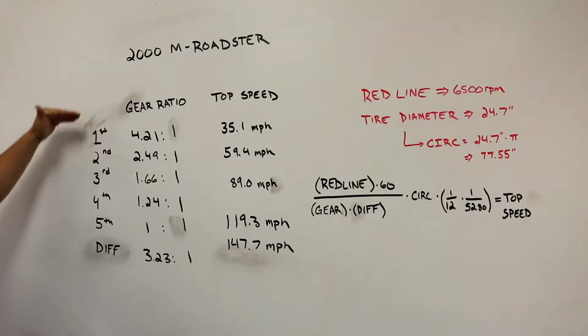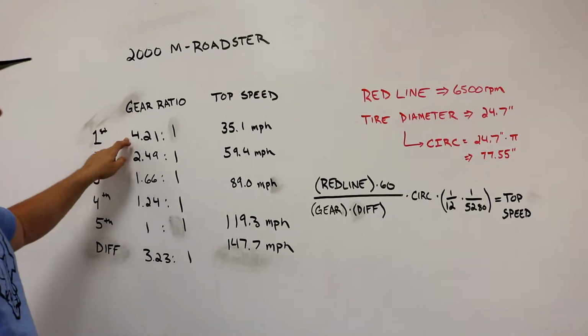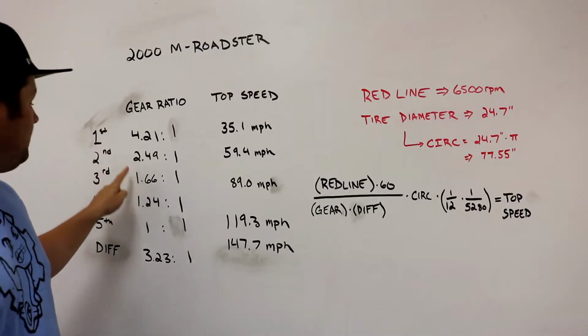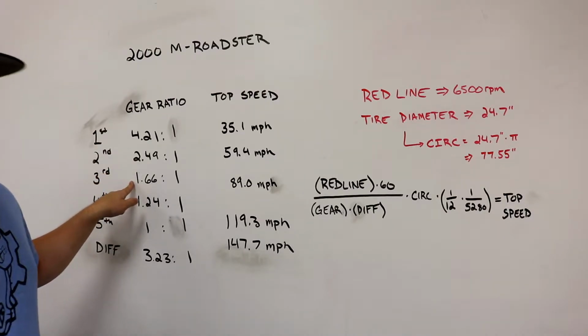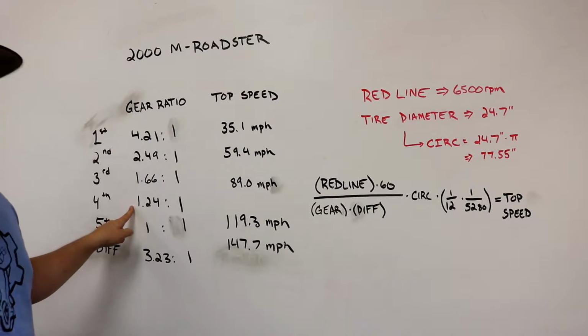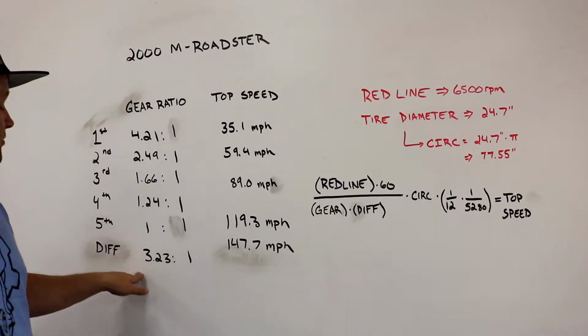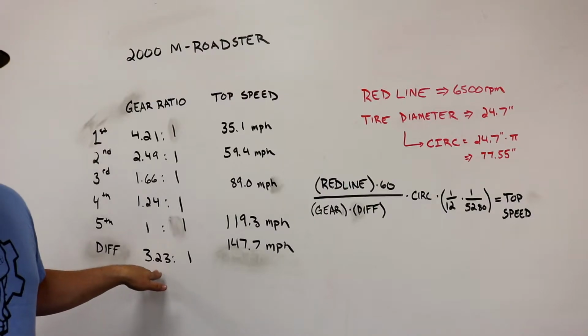So right here is the ratio for each gear in the transmission. Like I said, it's a 5-speed, so we have 5 different gear ratios. The first gear ratio is a 4.21 to 1. Second is a 2.49 to 1. Third is a 1.66 to 1. Fourth is a 1.24 to 1. Fifth is going to be a 1 to 1. And the differential ratio is going to be a 3.23 to 1.